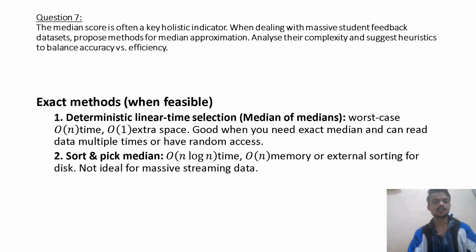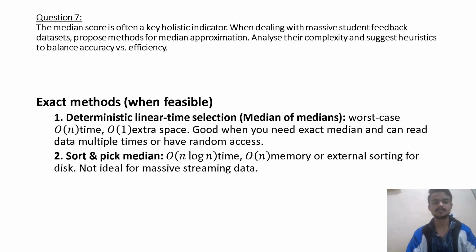So now let's move to the next question. Question number 7. The median score is often a key holistic indicator when dealing with massive student feedback data sets. Propose methods for median approximation, analyze their complexity, and suggest heuristics to balance accuracy versus efficiency.